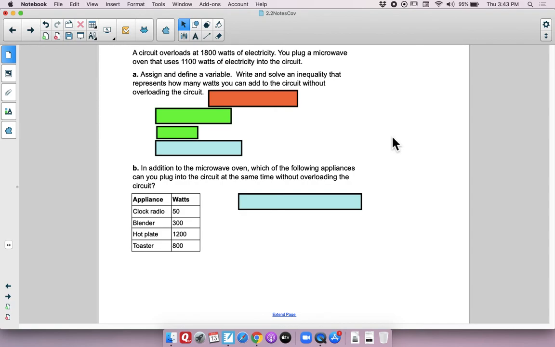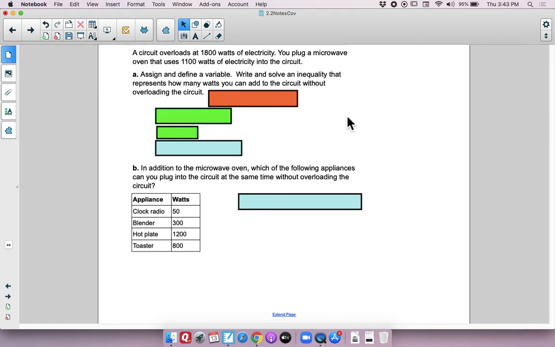A circuit overloads at 1800 watts of electricity. You plug a microwave oven that uses 1100 watts of electricity into the circuit. Okay, assign and define a variable. Write and solve an inequality that represents how many watts you can add to the circuit without overloading the circuit.